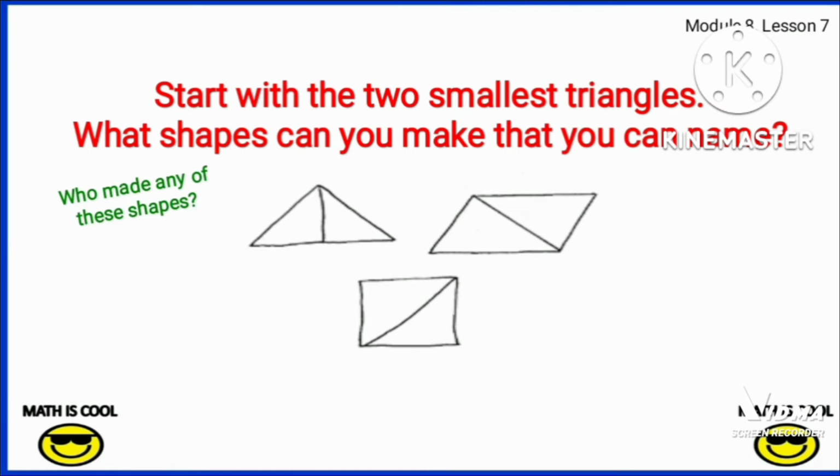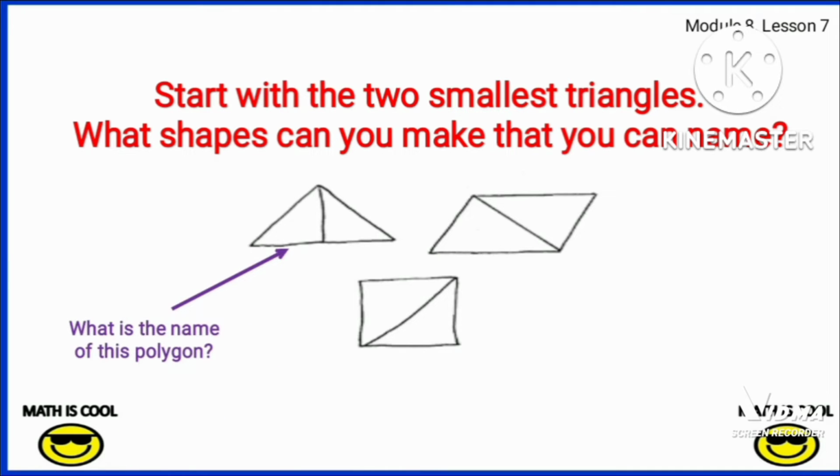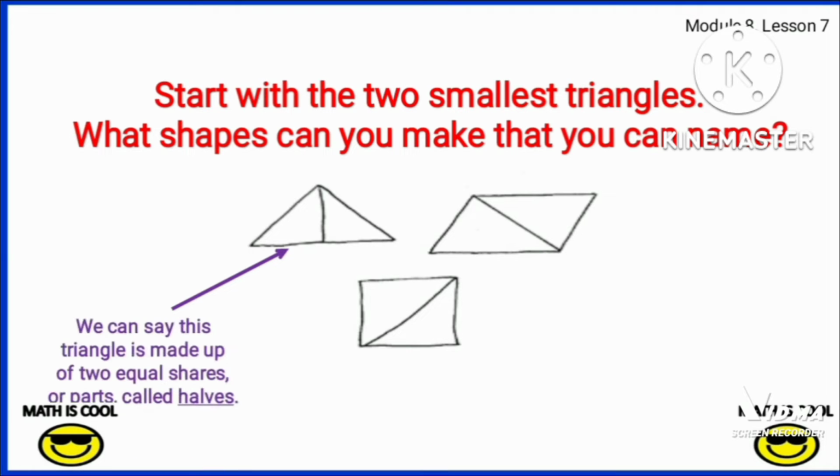Look at these ones. I joined two triangles together to make these shapes. Can you name them? I will use two triangles to form these ones. What is the name of the first polygon? How many parts are in this large triangle? Now there are two parts there. Are the parts equal? Yes, they are equal.